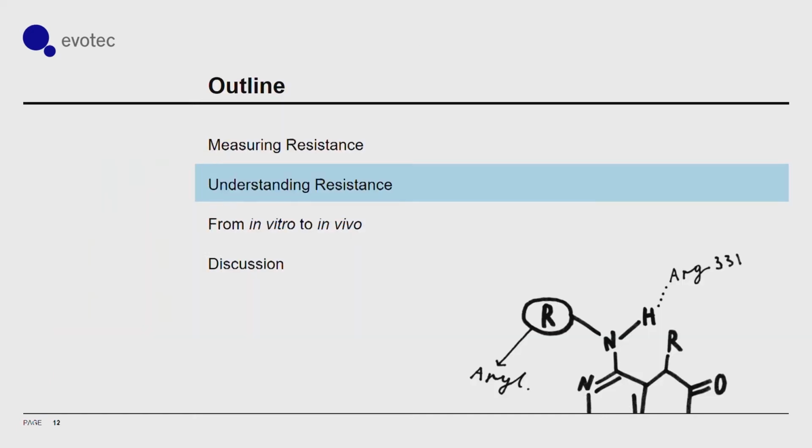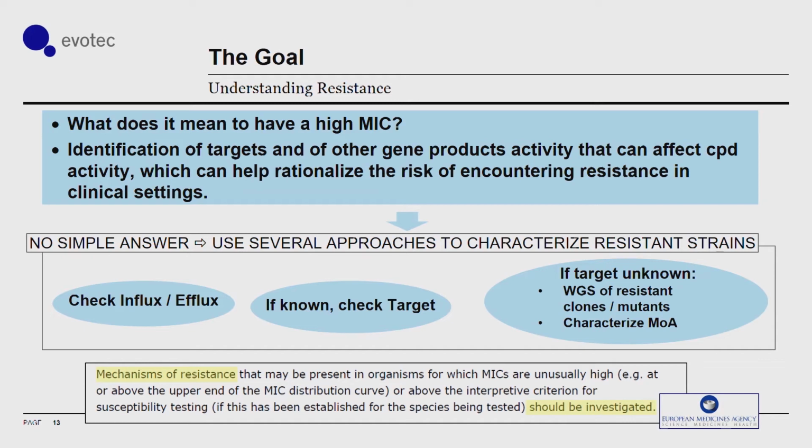It's how to understand resistance. What did you get in there that makes the MIC go up? Here, the goal is really to understand what it means to have a high MIC. And with that information, now that you have measured the risk, you might want to rationalize whether you will really encounter that risk or not.